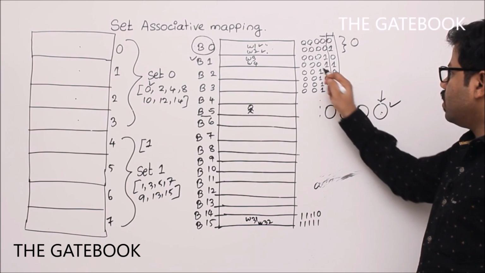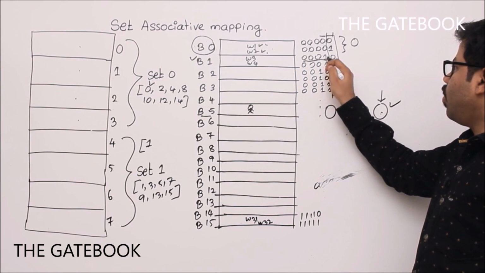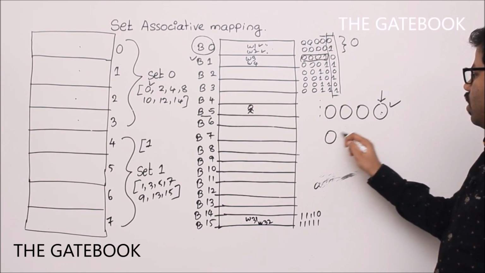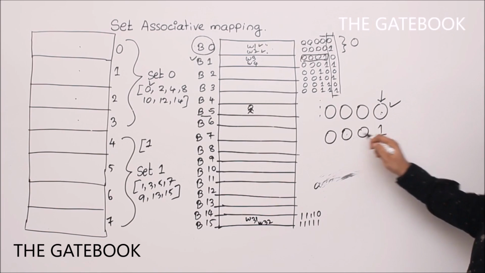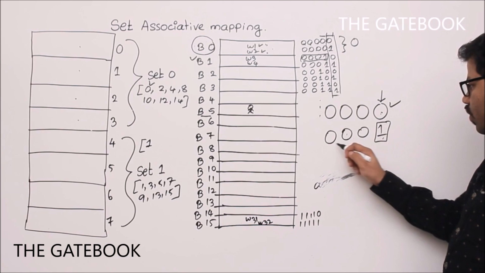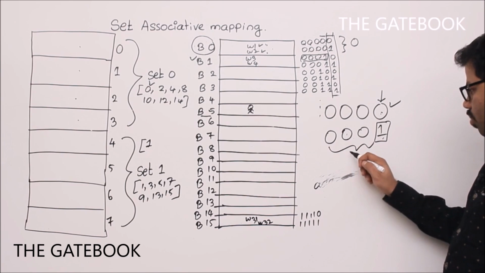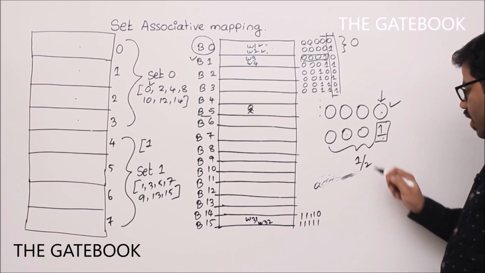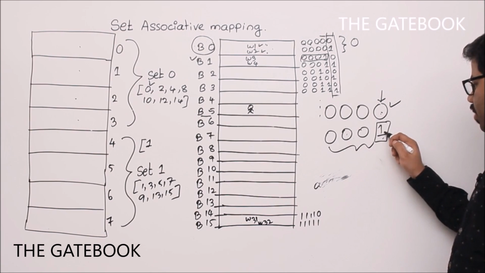Let us cross check with another one. See this one. This is block number 0001. For block number 0001, main memory block number, this bit indicates that it is 1. Then if you divide this block number, which is nothing but block number 1, by 2, then what is the remainder? 1. This will be indicated by that.